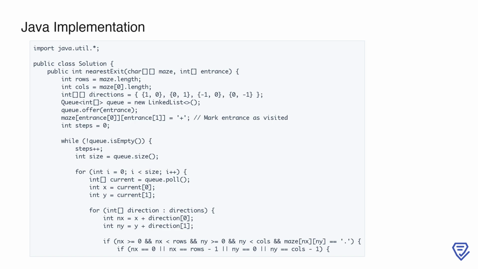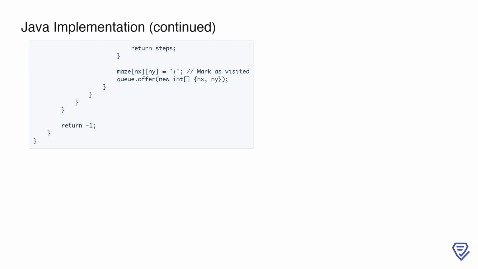At the start of each level of the BFS, we increment the steps counter and process all nodes currently in the queue. For each node, we extract its coordinates and iterate over all possible directions to calculate the next cell's coordinates. If the next cell is within the maze boundaries and is unvisited, denoted by a dot, we check if it lies on the boundary of the maze.